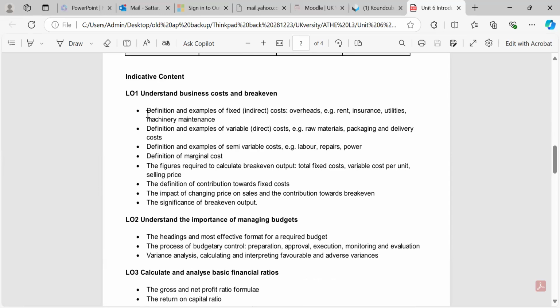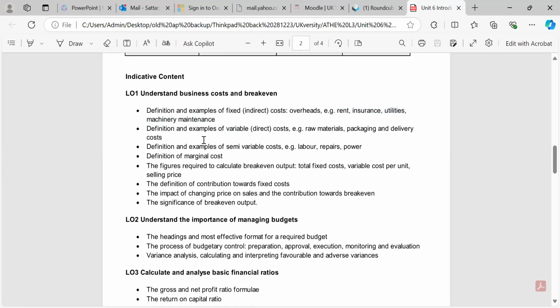Today's key indicative content: you will be in a position to say what is meant by indirect cost. The cost which can't be traced to the product is called indirect, like paying accountant fees in a year. Overhead cost is a cost which you can't directly trace to the product, but which is still a cost, like insurance, rent, utilities, and machinery maintenance, which can be indirect costs.